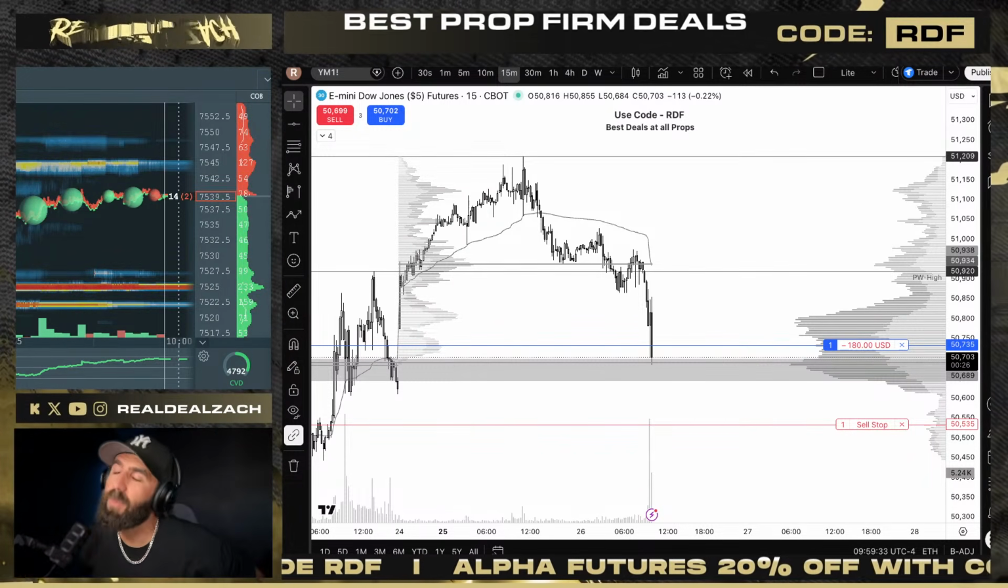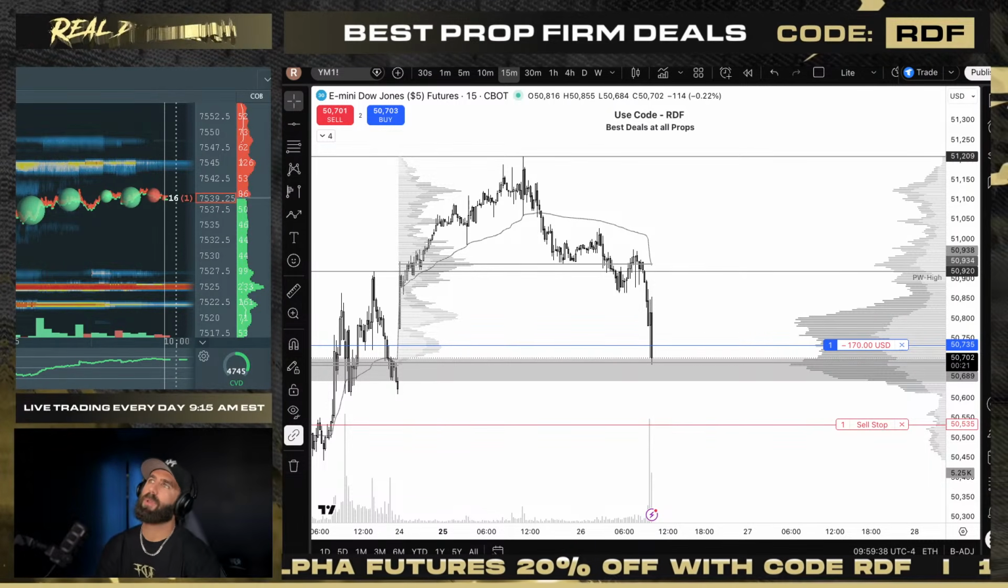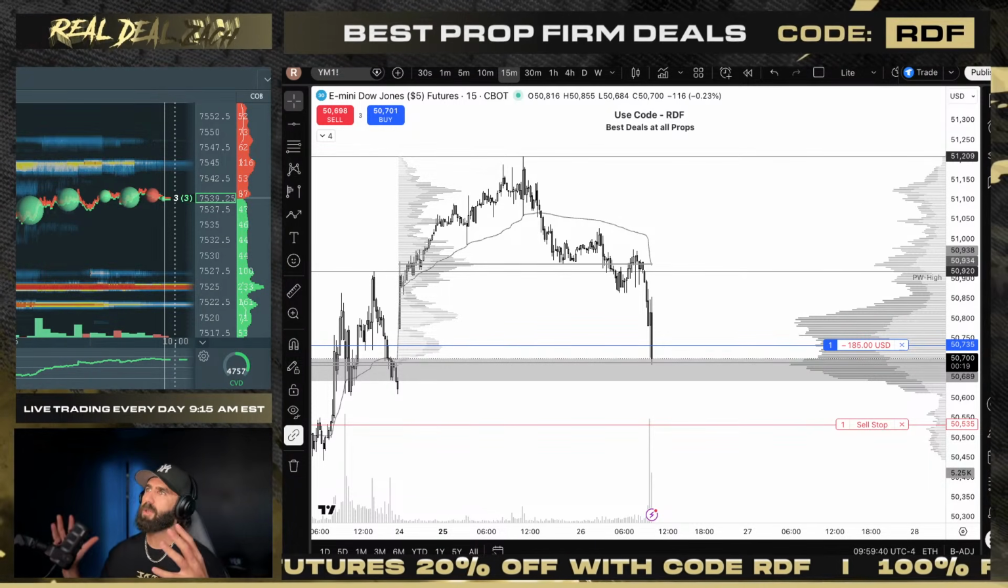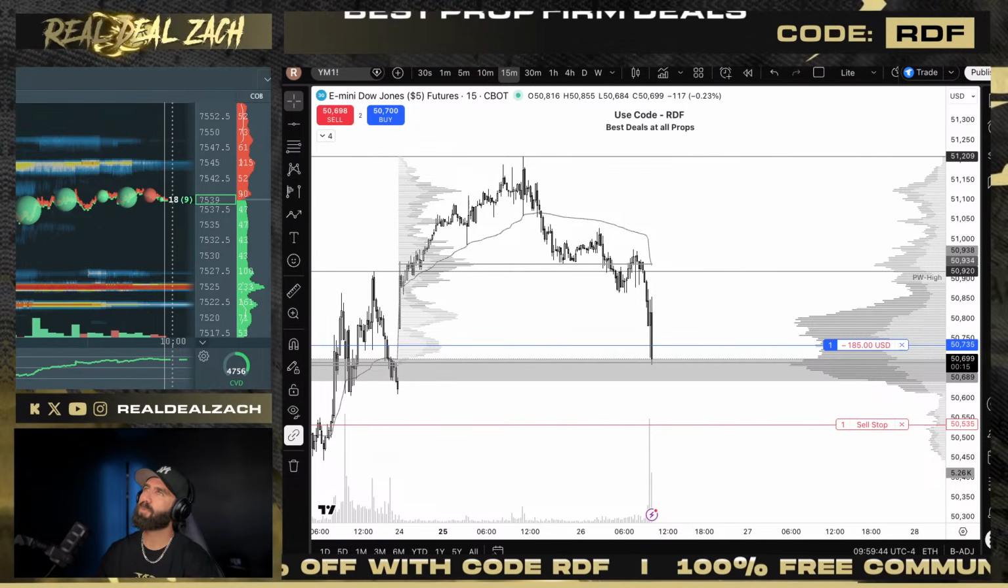But yeah, the platforms are important. It's not the end of the world, but it is important. It's your weapons, right? Your weapons of choice. So it's kind of tough with the prop firm thing.